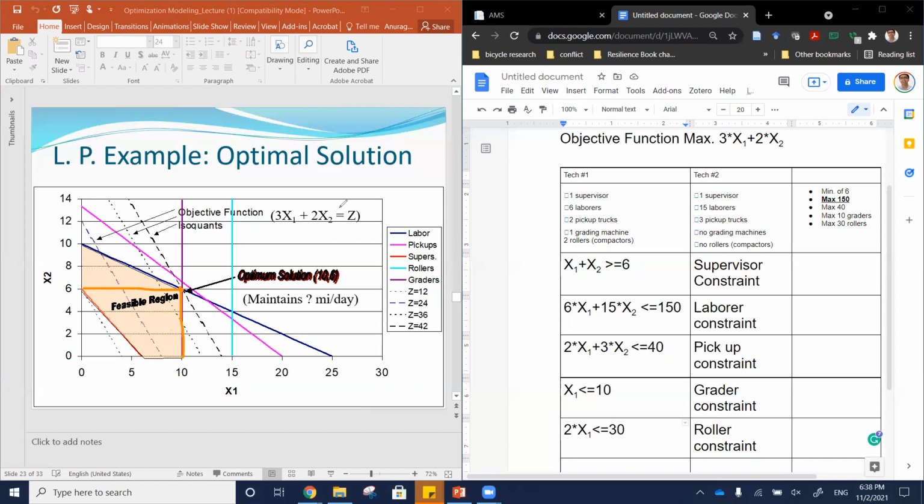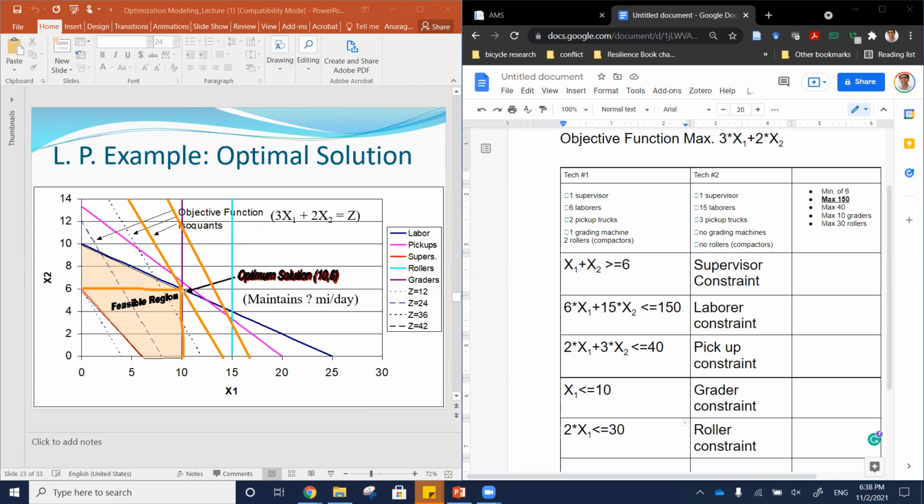Now you can maintain more miles of road if you go to the straight line over here. If you draw a straight line parallel to those lines, you could maintain more road, but your constraints are violated on the line that I just drew. So this won't work at all, right? The only line where it works is this one, where you're meeting all the constraints and you're still maximizing the amount of roadway that you're maintaining.